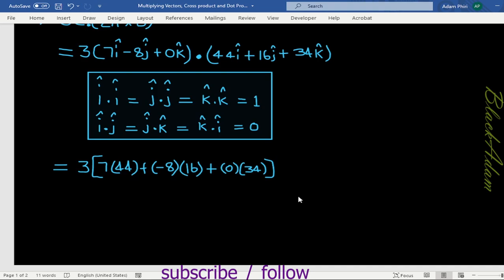Then from there we simplify further. 7 times 44 multiplied by 3 will give us 924. And then negative 8 times 16 multiplied by 3 will give us negative 384. So 924 minus 384 gives us 540.